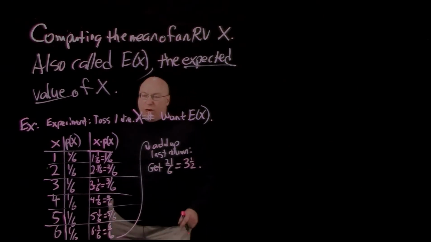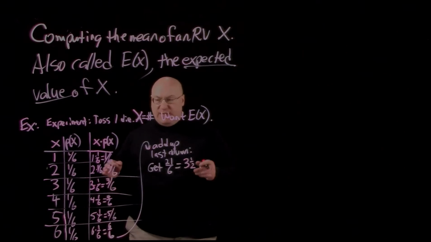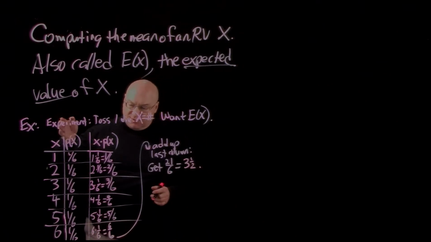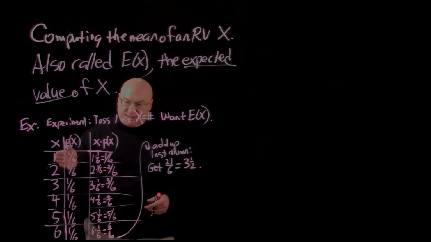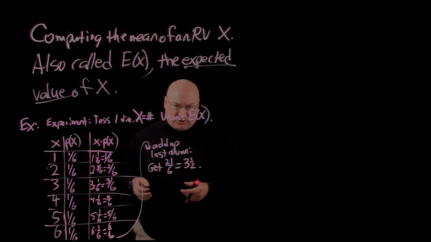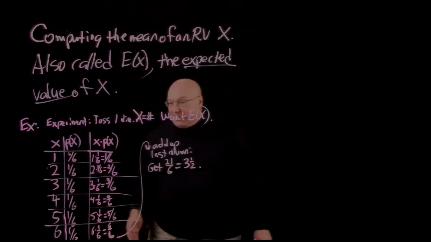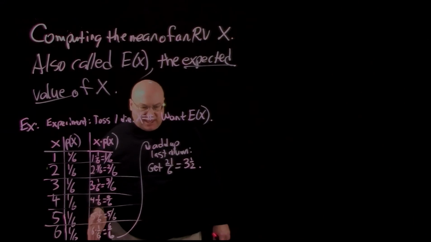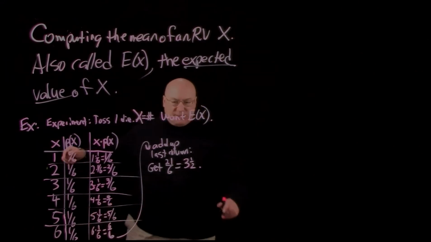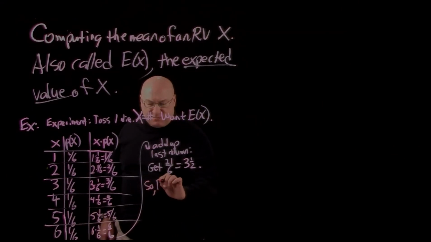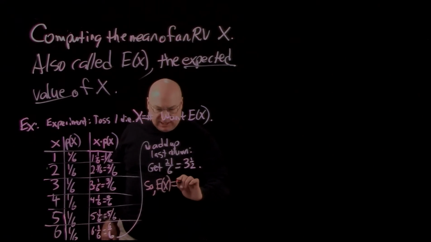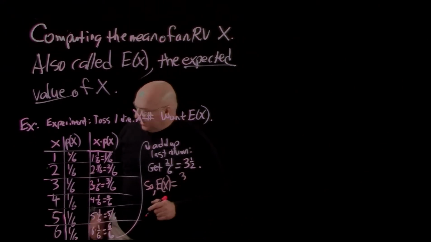3.5. All right, what I've really done, isn't it the case, is that I've taken a weighted average of the values of X. Each possible value is multiplied by its weight or its probability. And here it's kind of boring because all the probabilities are exactly the same. But here is my expected value. So the expected value of X is 3.5.